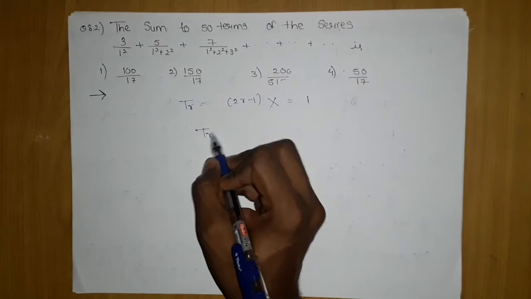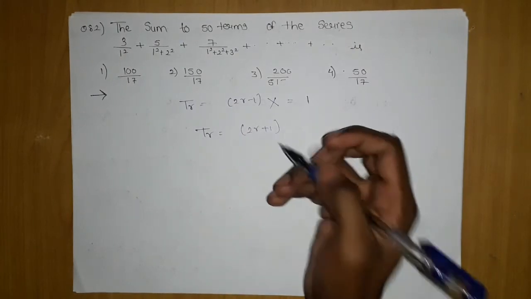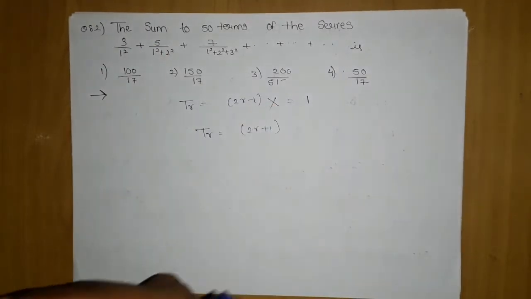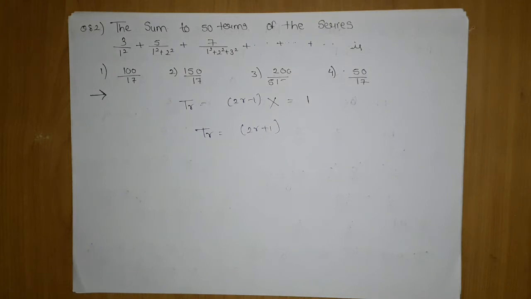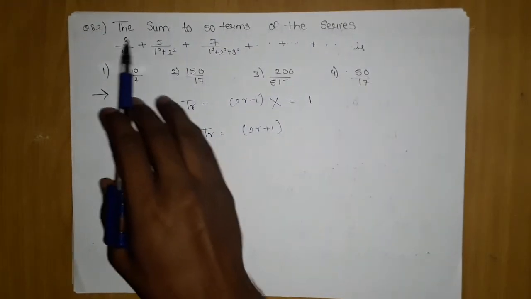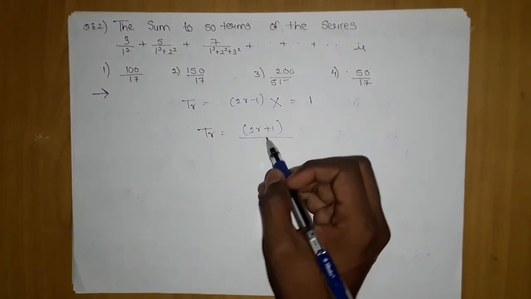I will take Tr equal to what? 2r plus 1. Another way is to take the difference, 5 minus 3. That's the way we used to do when we were learning the Vr minus Vr plus 1 method. That is, 5 minus 3 is 2. Then what should I add to make it 3? Since the first term will be the same.